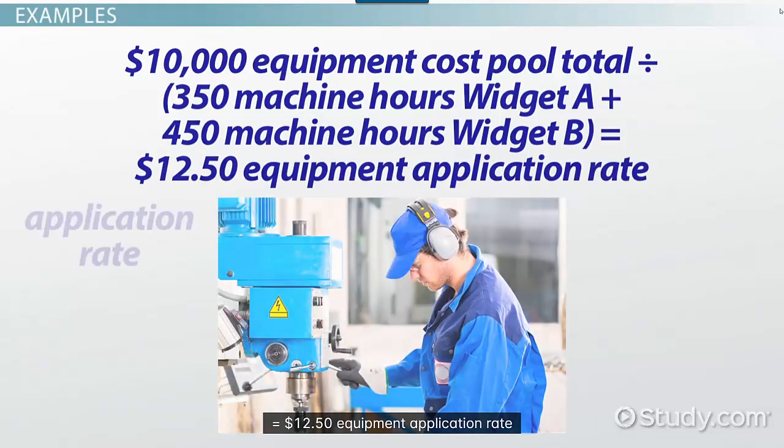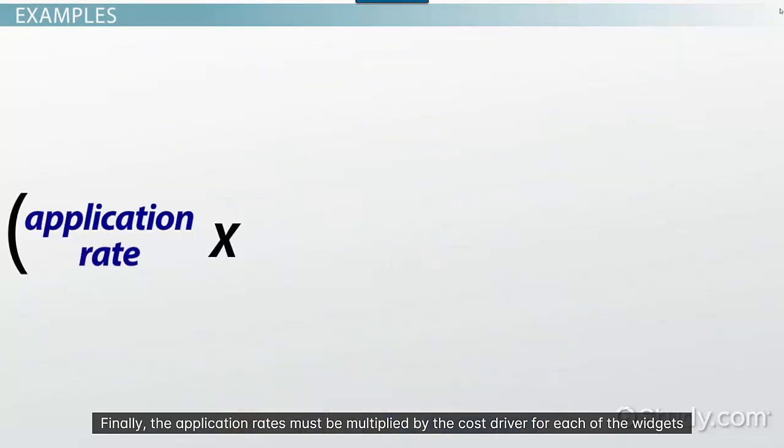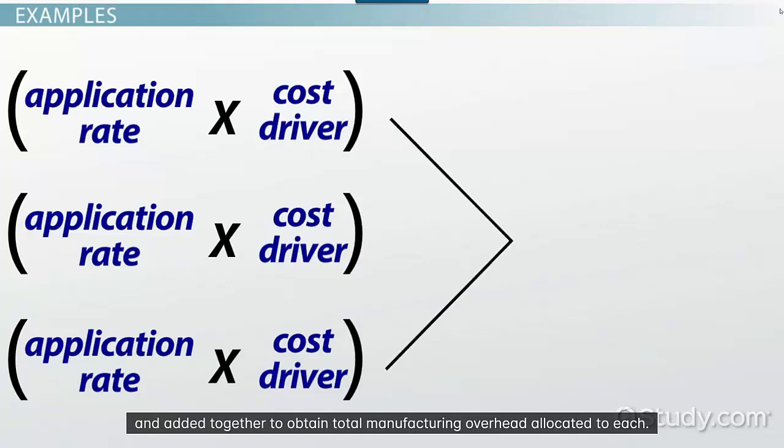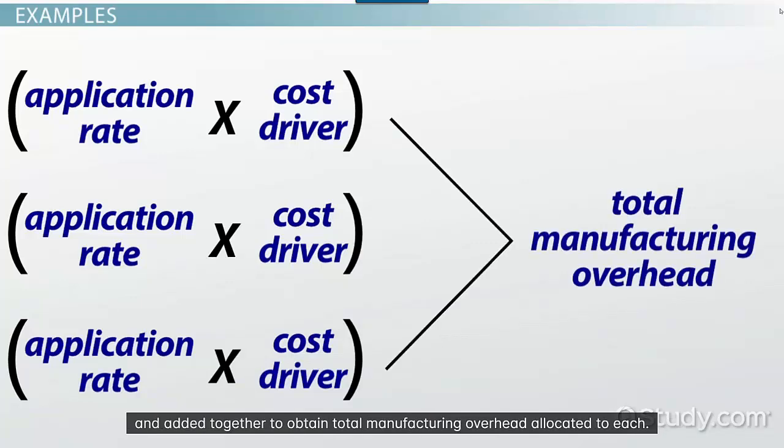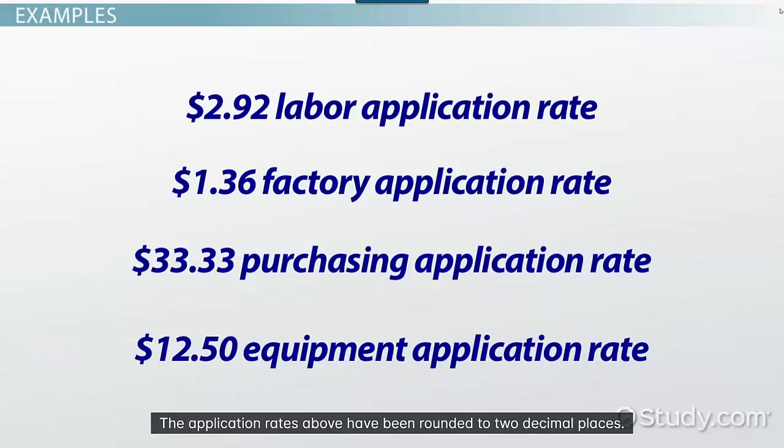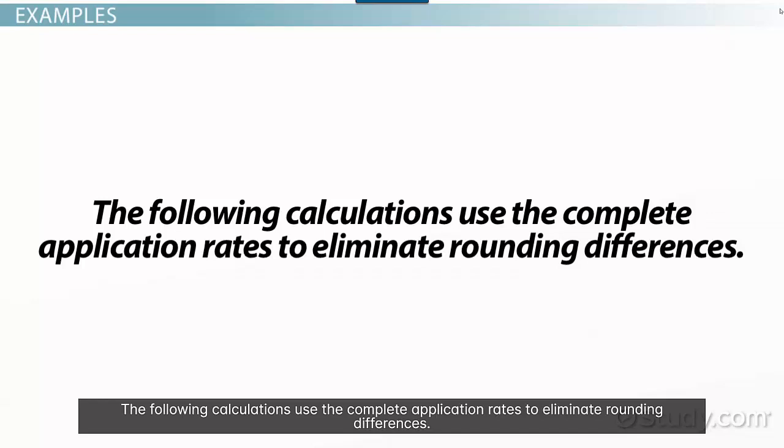application rate. Finally, the application rates must be multiplied by the cost driver for each of the widgets and added together to obtain total manufacturing overhead allocated to each. The application rates above have been rounded to 2 decimal places. The following calculations use the complete application rates to eliminate rounding differences.